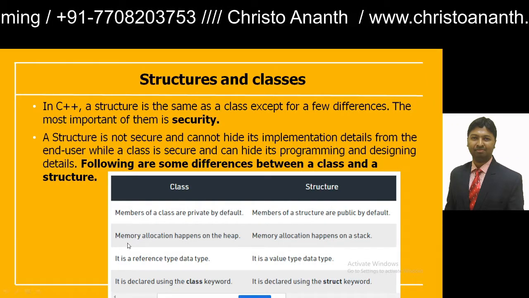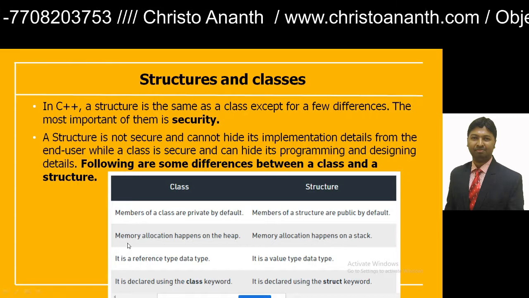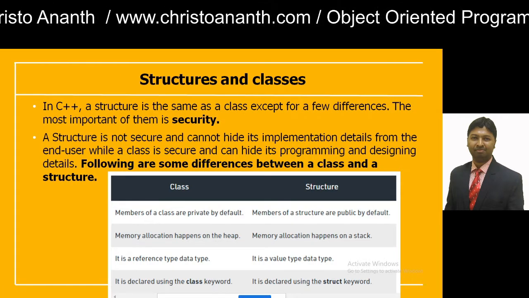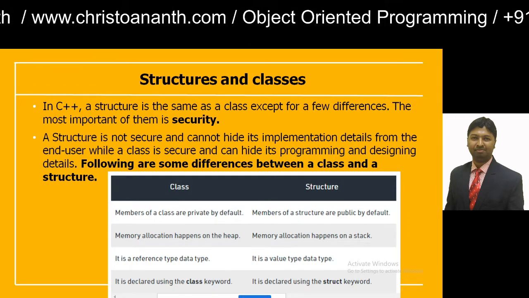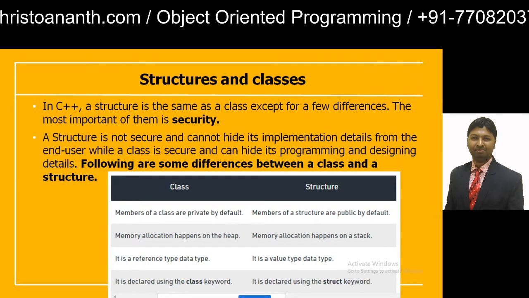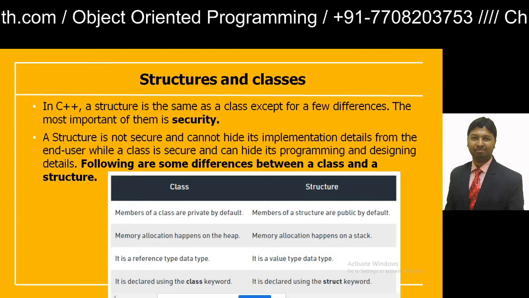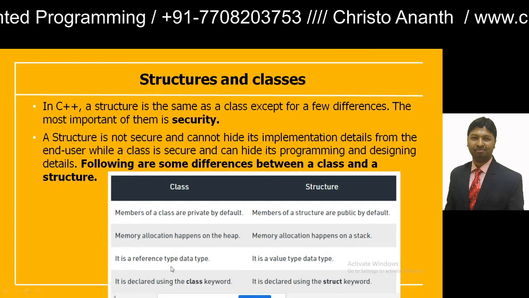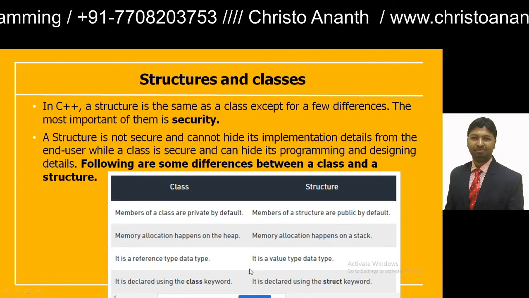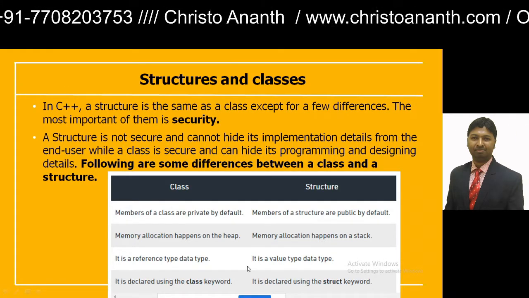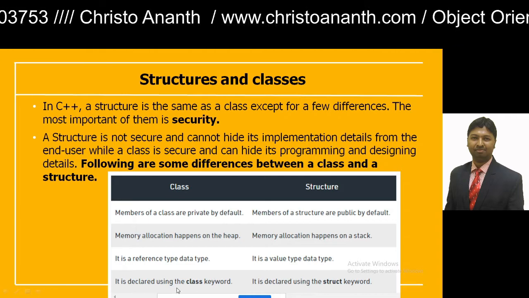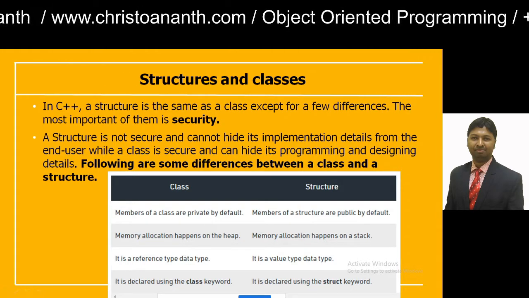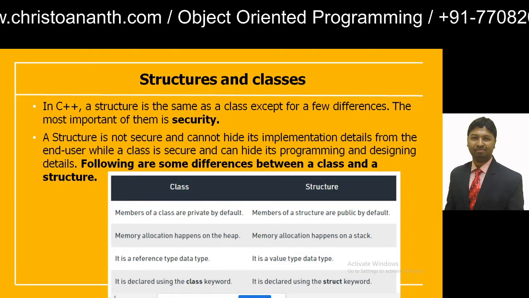In the case of classes, the memory allocation happens on the heap, whereas in a structure, the memory allocation happens on the stack. As you know, stack means last in, first out. Heap means first in, first out. A class is a reference data type, and a structure is a value-based data type. A class is declared using the class keyword. Similarly, a structure is declared with the help of the struct keyword.